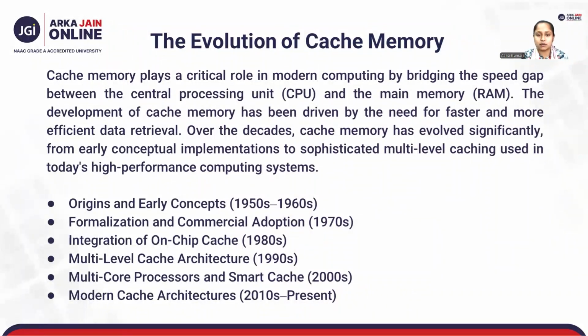The evolution of cache memory has been a key factor in the advancement of computing performance. From the early buffering techniques in the 1950s to today's multi-level, AI-optimized cache architectures, cache memory has continuously adapted to meet the demands of faster and more efficient computing. As technology progresses, innovation in cache memory will continue to play a crucial role in shaping the future of computing, particularly in areas like artificial intelligence, cloud computing, and high-performance computing.